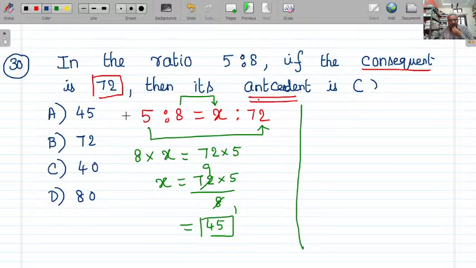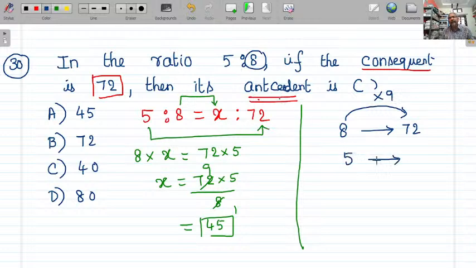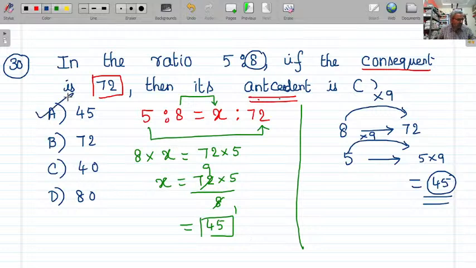Now the easy method without paper and pen. Very simple actually. Consequent means the second term. 8 is equal to 72. How do you get the relation here? 8 units is equal to 72, that means 8 multiplied by 9. So to get the antecedent, 5 needs to be multiplied by the same 9. That is 5 into 9 is equal to 45. Obviously the antecedent is 45. Okay, thank you. So A is the right option.